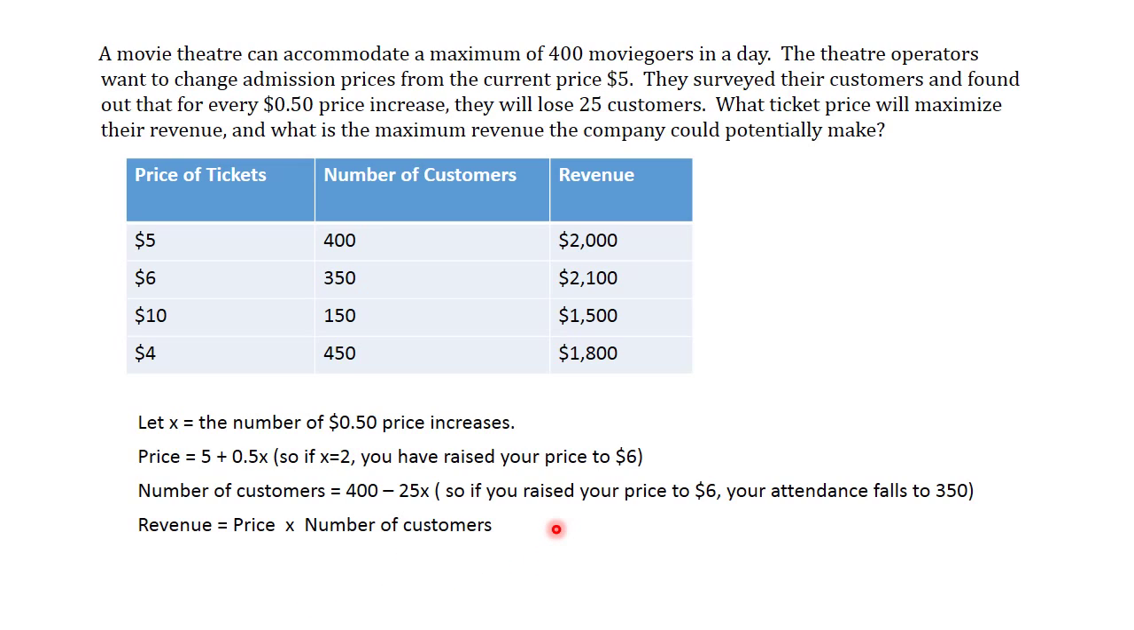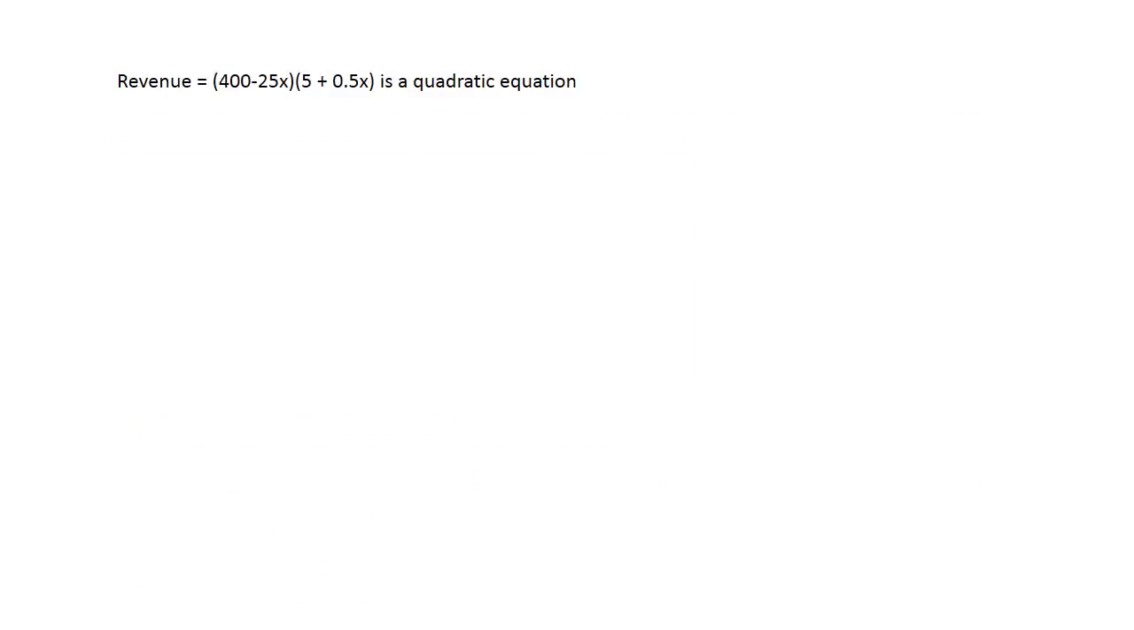Now let's put that with the x's in it. That means that your revenue is the customer equation, which is the 400 minus 25x, multiplied by the price equation, 5 plus 0.5x. If you think about it, this is actually a quadratic equation because we're multiplying these two brackets together. And when you multiply them together, this x here times this x here is going to give you an x squared. So we know it's a quadratic relation that we're dealing with here.